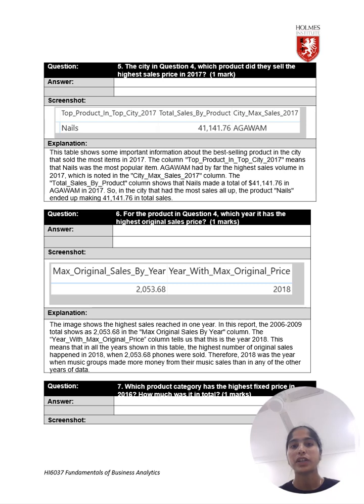Then 2053 phones were sold, therefore 2018 was the year when music groups made more money from their music sales than in any of the other years of data.